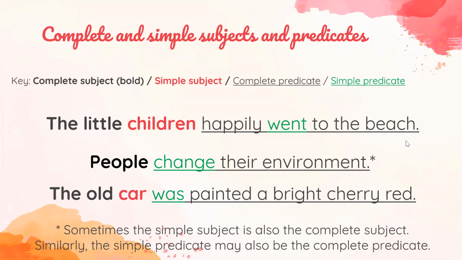And then we have our complete subject, the little children. However, remember that we discussed that the simple subject is either a noun or a pronoun. What is the only noun in that subject? Children. So the simple subject is children.